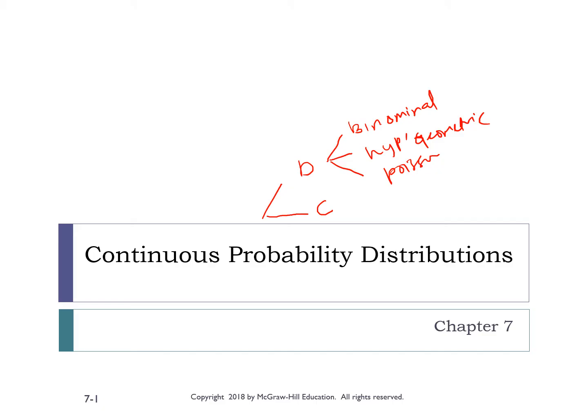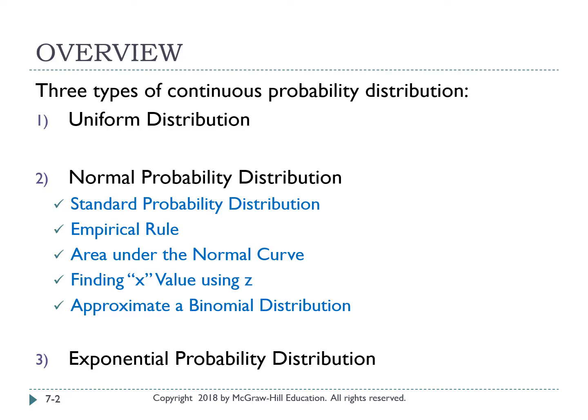So for today's lecture we will be focusing on the second part of probability distribution. We call it continuous distribution. Okay, so let's look at the overview of this chapter. There are actually three types of continuous probability distribution. The first one we call uniform distribution. The second is normal probability distribution. And the last one is exponential probability distribution. In your syllabus, we will be only covering the second type of continuous probability distribution. The remaining two will not be covered in your chapter.